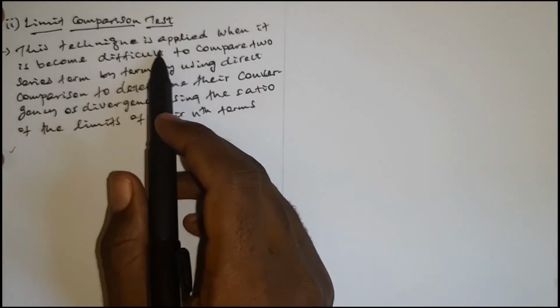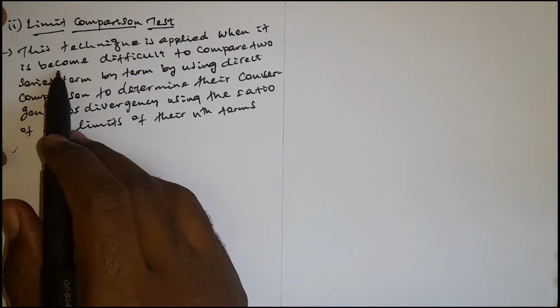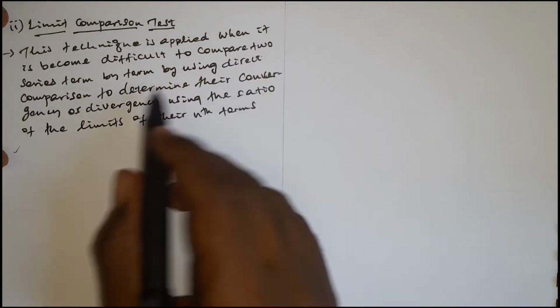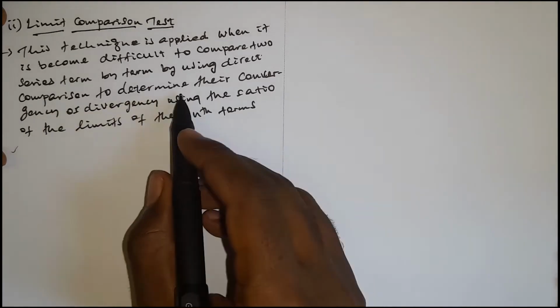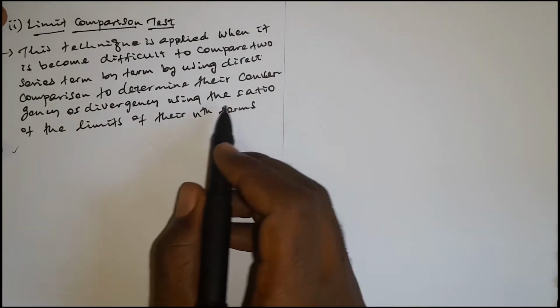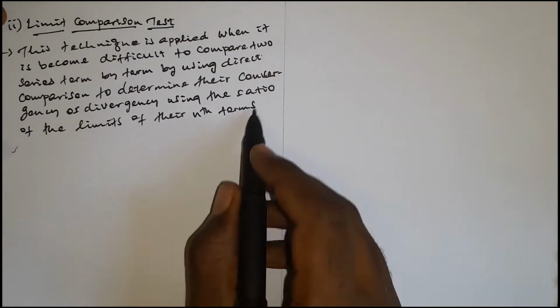This technique is applied when it becomes difficult to compare two series term by term using direct comparison to determine their convergence or divergence, using the ratio of the limits of their nth terms.